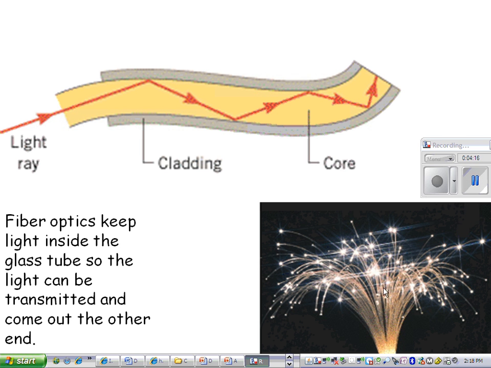And here's just an example of a fiber optic flower here. They have light coming up from the bottom, traveling up through the glass, and then you see the light come out the other end.